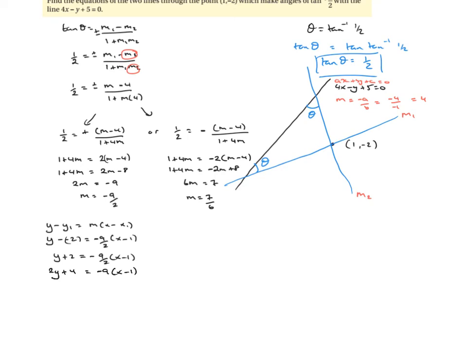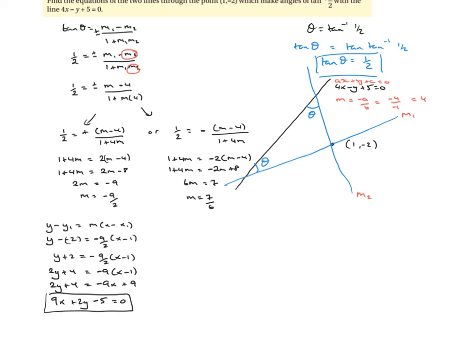Okay, then I'm going to multiply out the bracket. So I get 2y plus 4 is equal to minus 9x plus 9, and I'm going to take everything across to the left hand side to get 9x, and then we've got plus 2y, 4 minus 9 is minus 5, is equal to 0, and that there is your equation of your line.